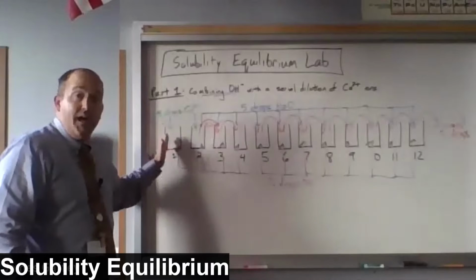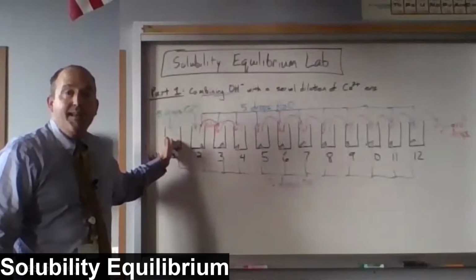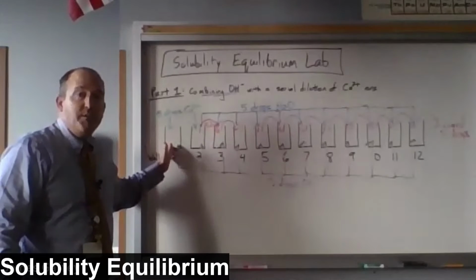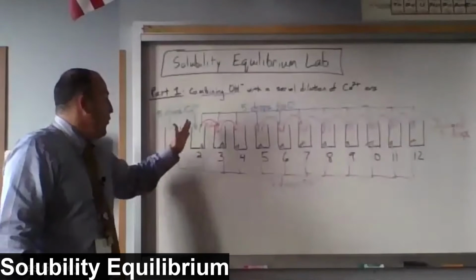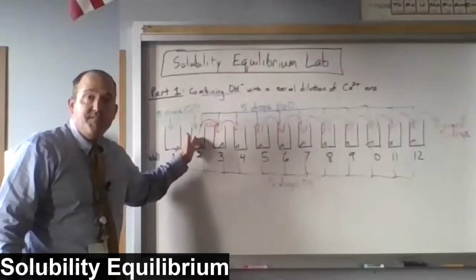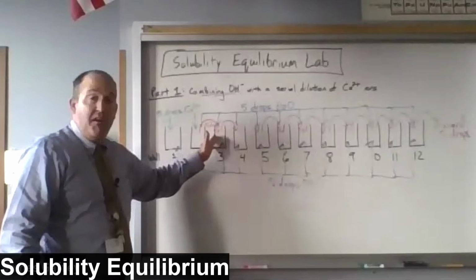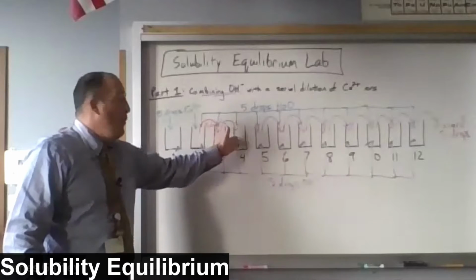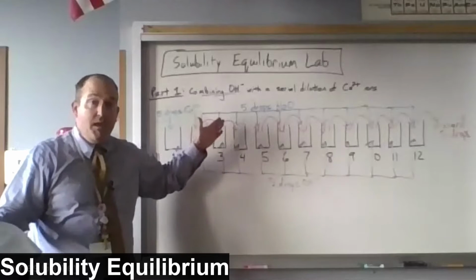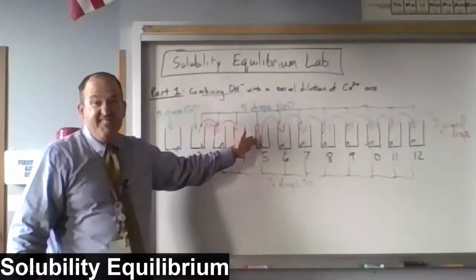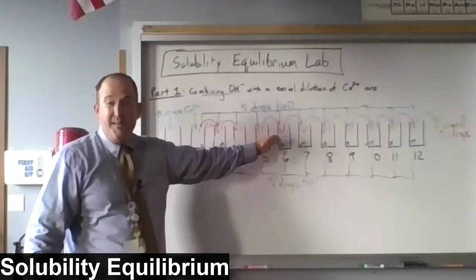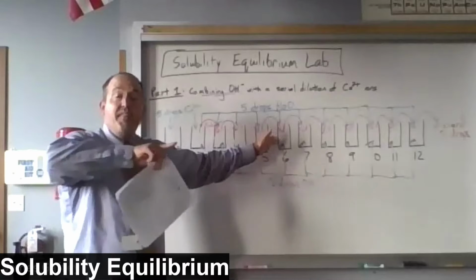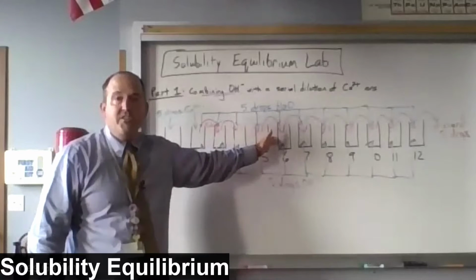So in well 1, the concentration should be high enough that there's definitely going to be a precipitate. In well 2, very likely a precipitate. By well 3, I'd say likely. By well 4, maybe. By well 5, don't know. By well 6, seems less likely. Remember, the concentration of calcium is half as much each time.